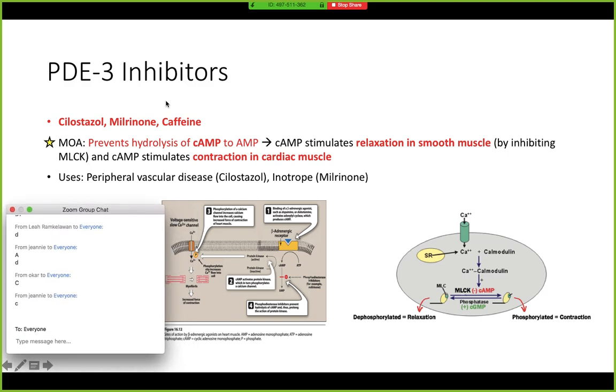Okay, so with your PDE3 inhibitors, which I think the two you said to focus on were milrinone and caffeine actually, they're going to prevent the hydrolysis of cyclic AMP to AMP. So if you allow cyclic AMP to stick around, cyclic AMP is going to inhibit myosin light chain kinase. So if you're inhibiting myosin light chain kinase, you're not getting the smooth muscle contraction, and you're getting relaxation instead.